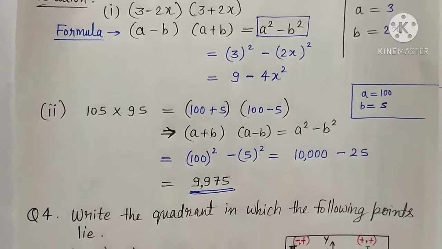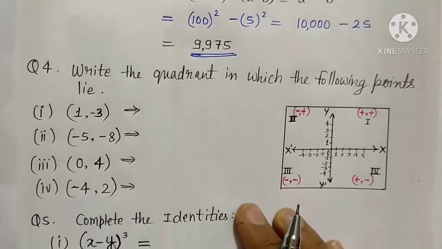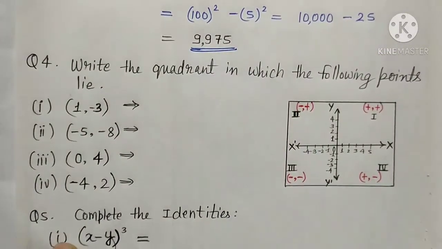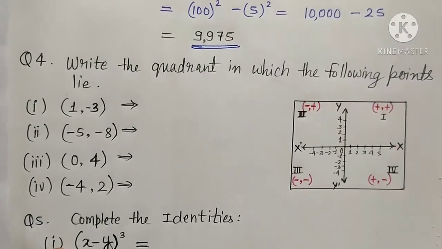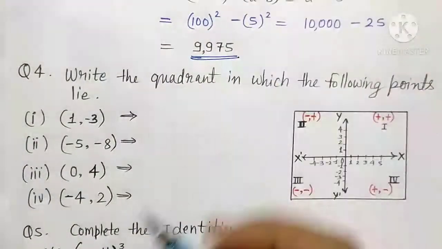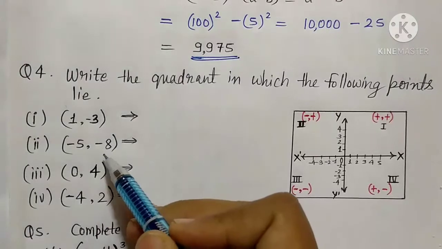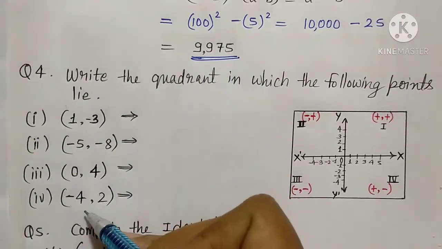Now move to question number 4, which says to write the quadrant in which the following points lie. Now see, the following points are given: (1, -3), (-5, -8), (0, 4), (-4, 2).